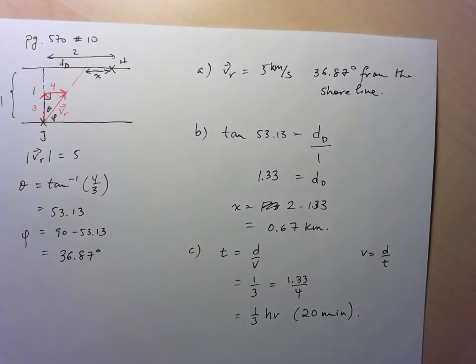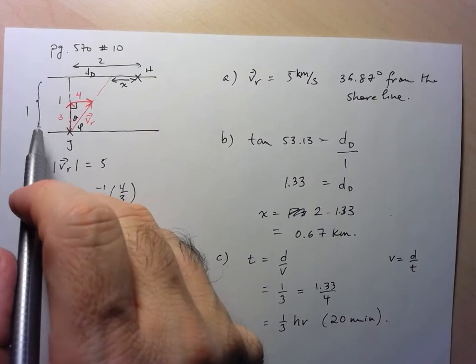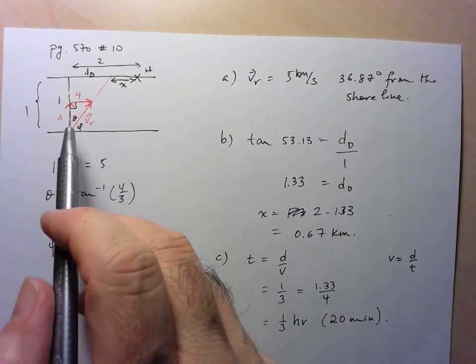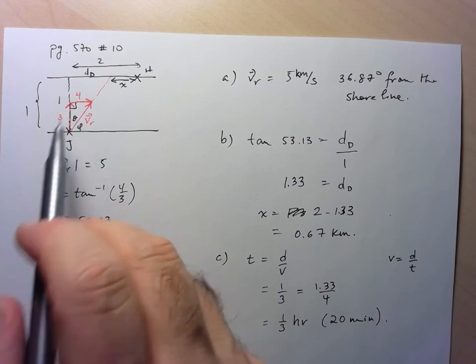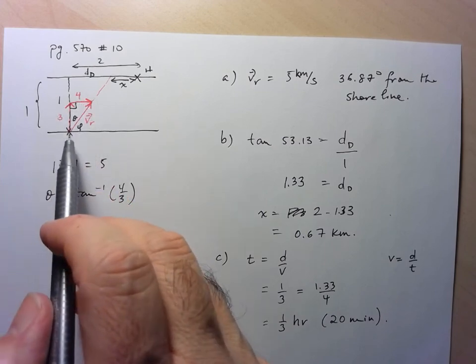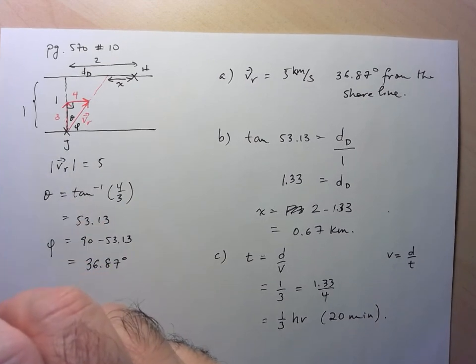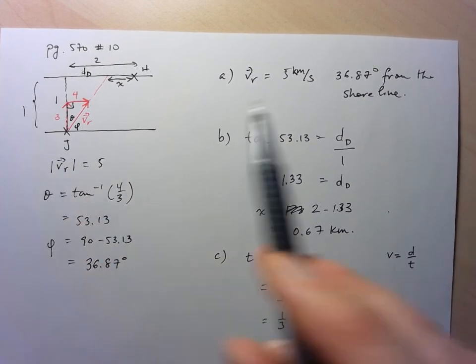So just to recap this problem, number 1, it's really important to get a good diagram. Make sure you're correctly using and labeling everything you've got. This ends up being a slightly easier problem because we've got this right angle triangle to work with as opposed to one that's not right angled. Okay, that's it for this one.